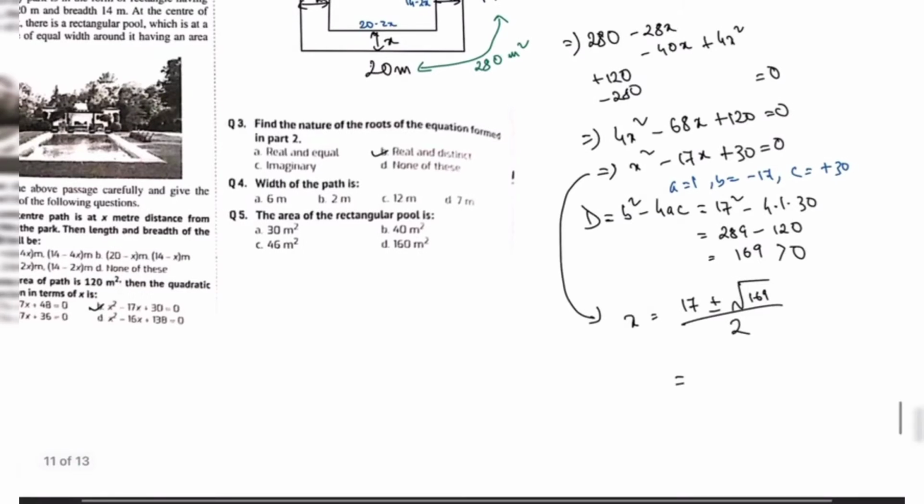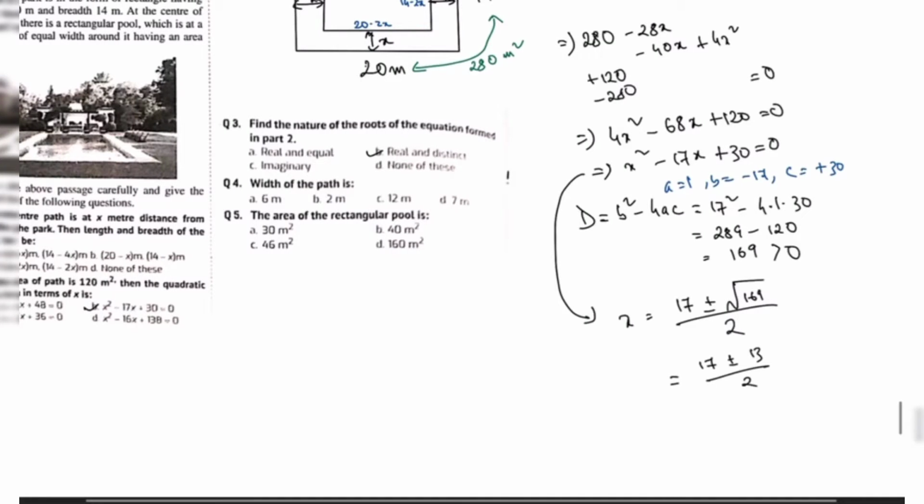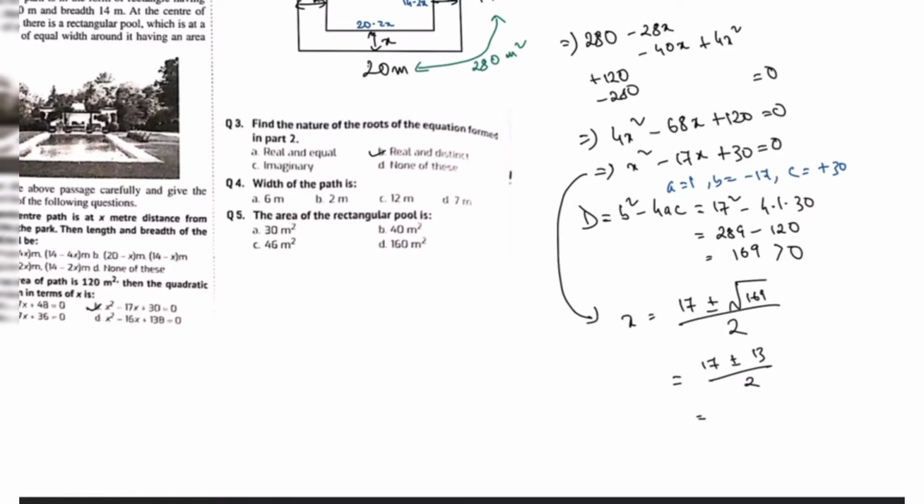Next, you have to find x. So from here you can say that x is minus b, so 17, plus or minus root over b square minus 4ac, which is 169, divided by 2. And then you have 17 plus minus 13 divided by 2. That is, either you can have 17 minus 13 by 2, that is 4 by 2, so 2, or you can have 17 plus 13 by 2, 15.